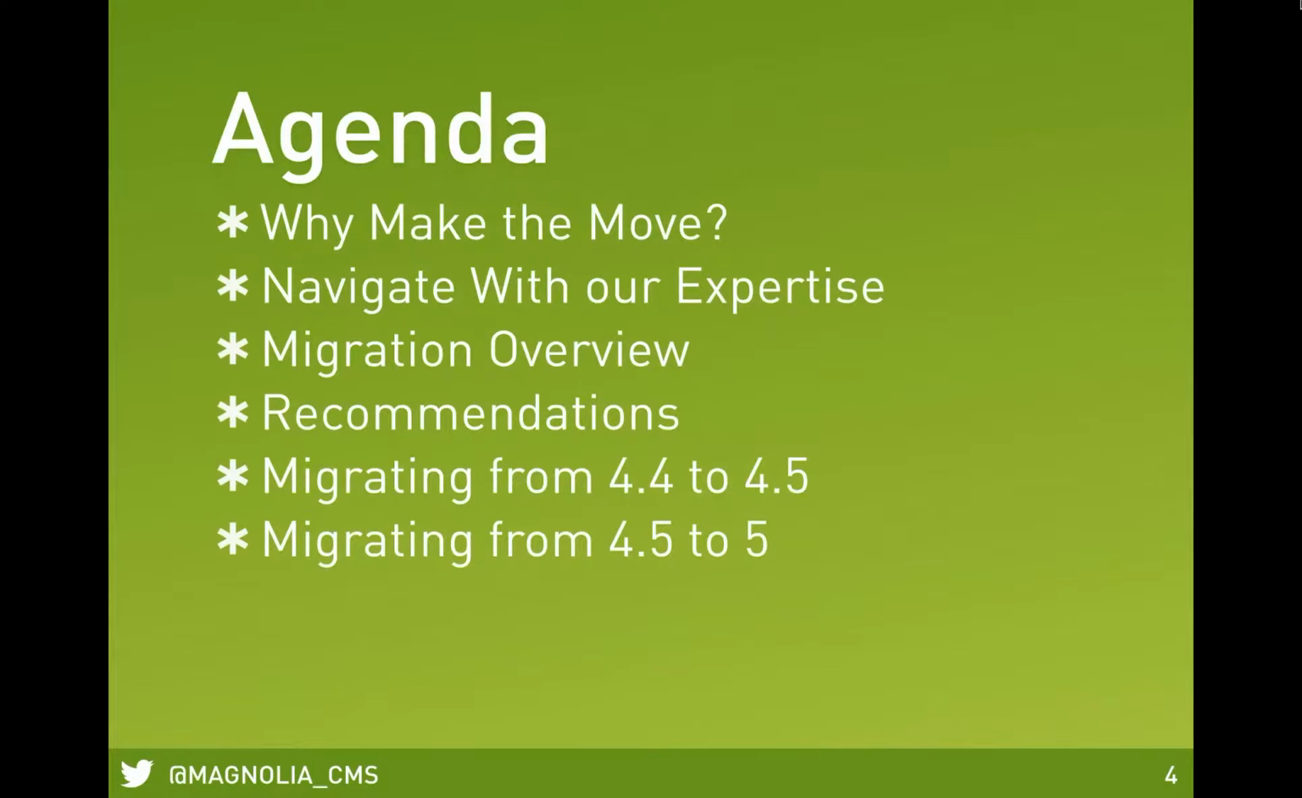So first of all, let's talk about the agenda. I will briefly explain why you should make the move to Magnolia 5, and then I will provide you some details about the kind of services that you can expect from Magnolia. Then we will see a quick overview of the migration, and we will go through some very basic recommendations, and then we will clearly enter into the migration process, explaining the 2 main phases of the migration. The first one, the migration from Magnolia 4.4 to 4.5, and the second one from Magnolia 4.5 to Magnolia 5.